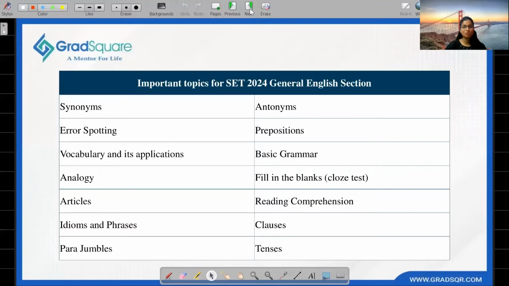Let's move on to the important topics for SAT 2024 in the general English section. The important topics are synonyms, antonyms, parajumbles, and error spotting, vocabulary and its application, basic grammar, fill in the blanks, reading comprehension, clauses or articles, idioms and phrases, and cloze test. And then you'll have tenses and all of that. You can take a screenshot if you want for your reference. Let's move on to the next slide.